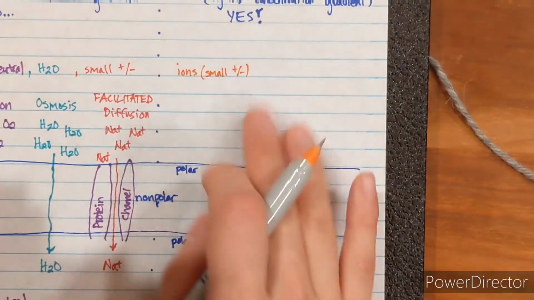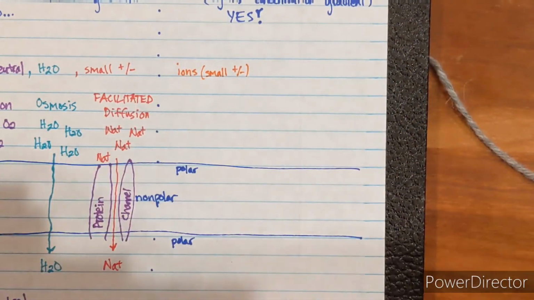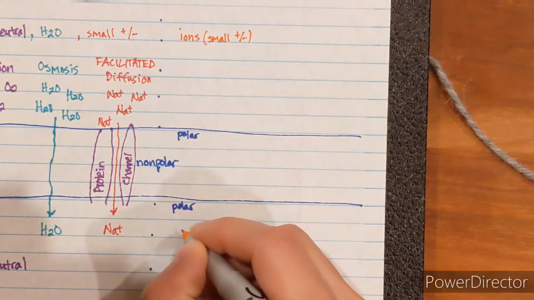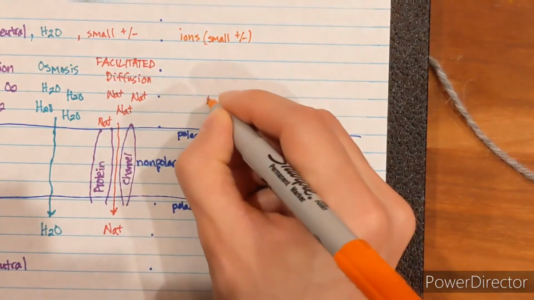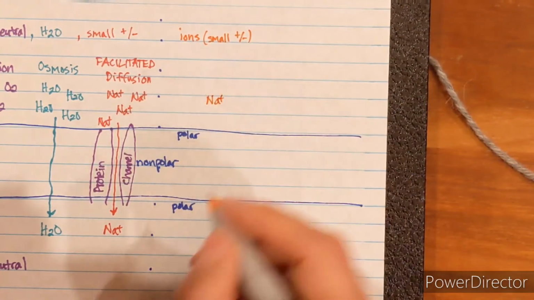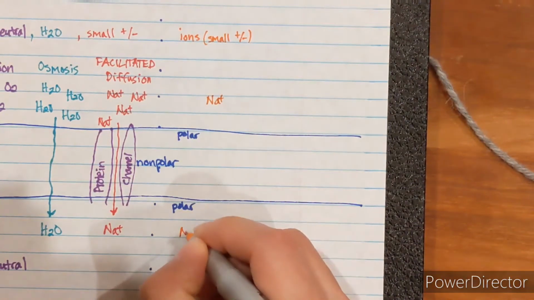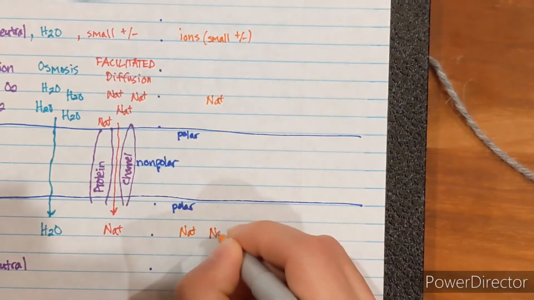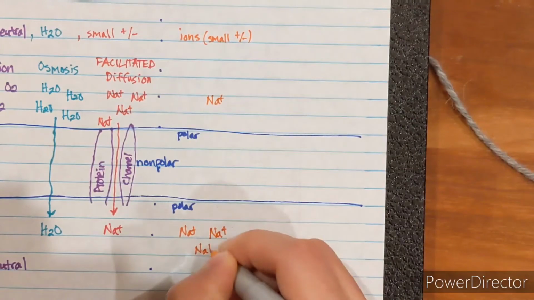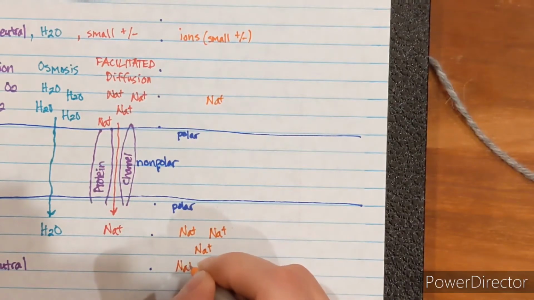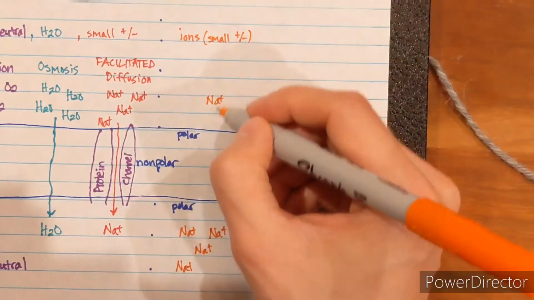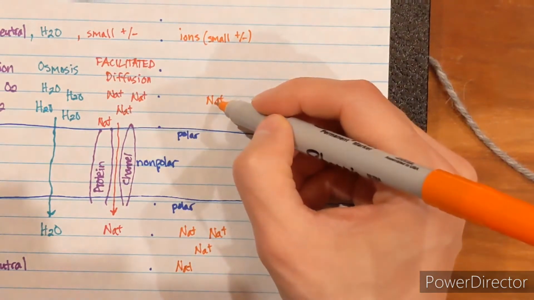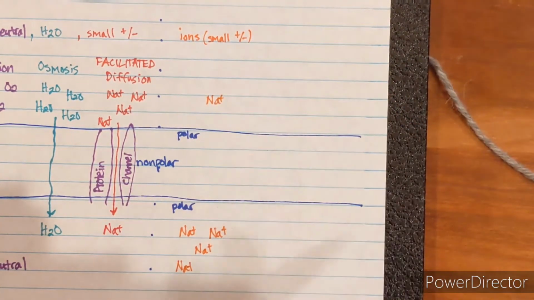The only difference between this and facilitated diffusion is that I'm moving in the opposite direction. So say I have just a few Na plus ions on one side, low concentration, and a much higher concentration on the other side. And I'm still trying to force it into the cell. I'm trying to force it against its concentration gradient from low to high.